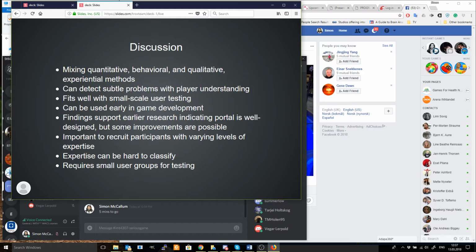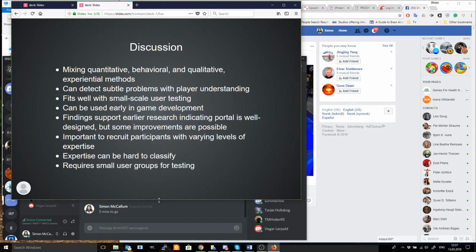They believe that this method will fit very well with a small-scale user testing that is often already implemented in the game development process, that they just have to think about it a bit differently. And this study does support the earlier research that Portal is well designed, but they do identify some improvement possibilities that were not identified by other studies.